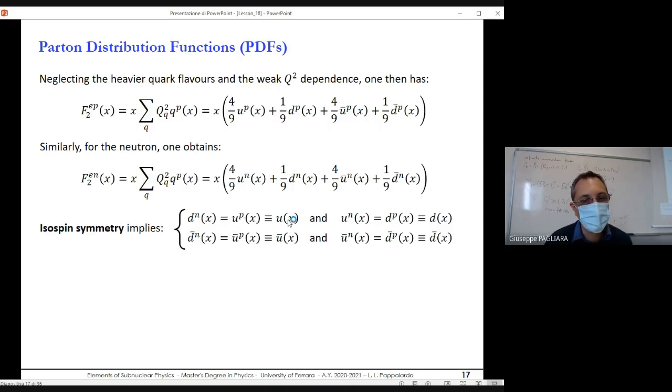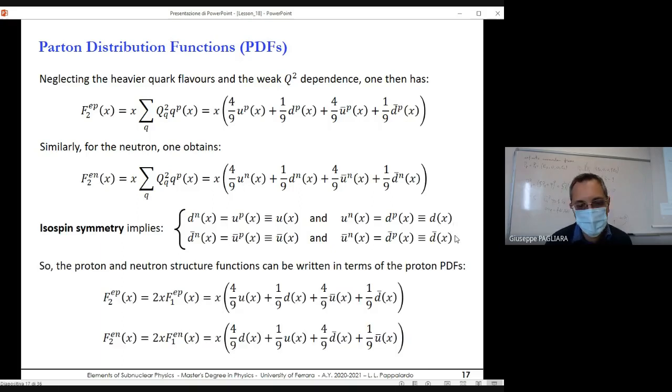And so we can just call it u(x). Similarly, the distribution of up quark in the neutron corresponds, due to isospin symmetry, to the distribution of down quark in the proton. And this we can just call d(x). And the same for the antiquarks. And so based on that, we can now rewrite the F2 structure function for the proton and for the neutron, in both cases, in terms of the proton up and down parton distribution functions.